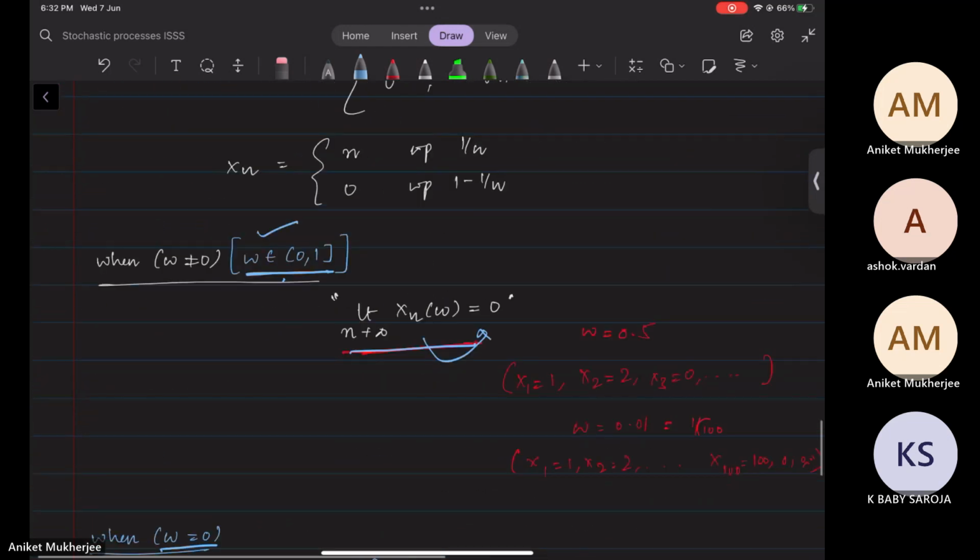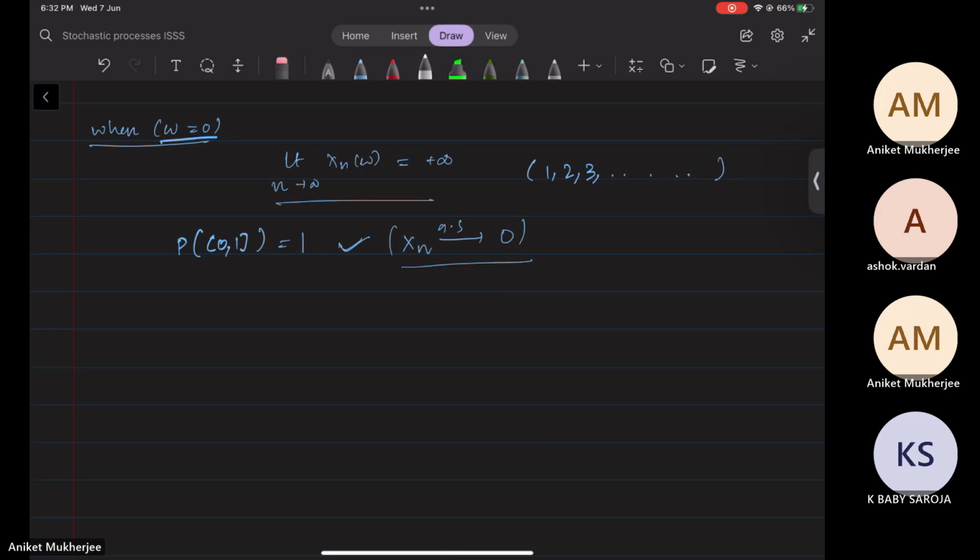Okay, I'll do the improbability part also. So, take some epsilon greater than zero. It doesn't matter what epsilon is. Fix some epsilon greater than zero.